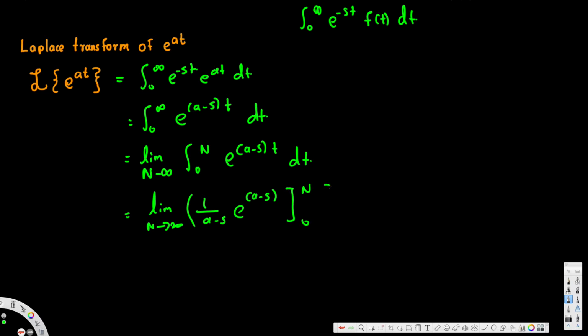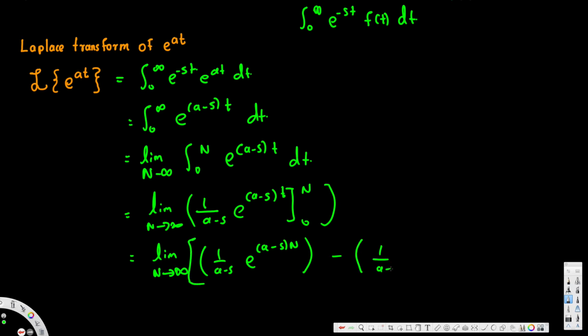0 to n, then I replace all the t with n. Here we have t right here, so all the t with n, so this is going to become limit n approaches infinity 1 over a minus s e power a minus s times n, and then if we substitute 0, this is going to become 1 over a minus s e power a minus s times 0.